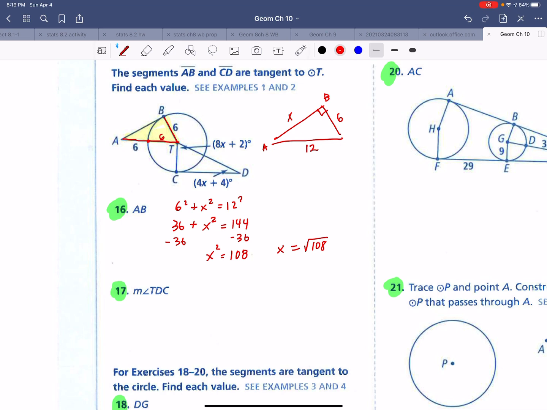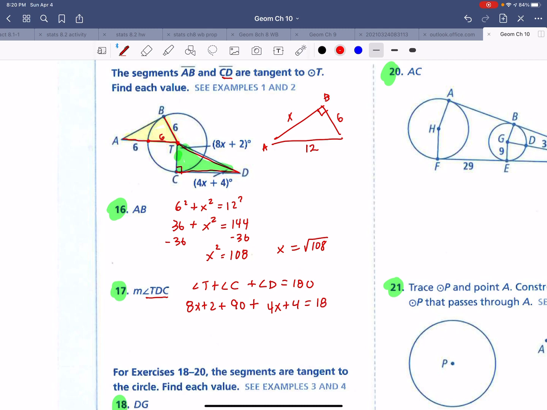All right. What else does it say? What's the angle of TDC? Well, it says that they're tangents, so we know that's a right angle. What else? Well, we know it's a right triangle. So any triangle, we can add those up. So angle T plus angle C plus angle D all should add up to 180. So we have angle T is 8x plus 2, C is 90, and D is 4x plus 4.